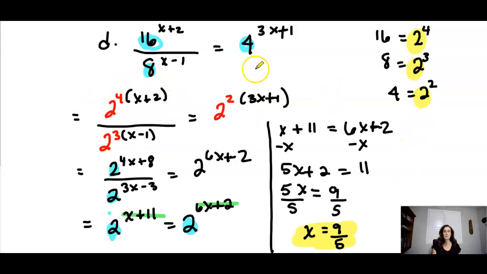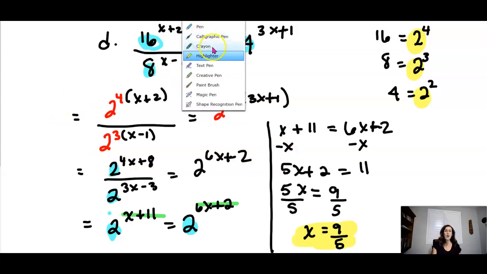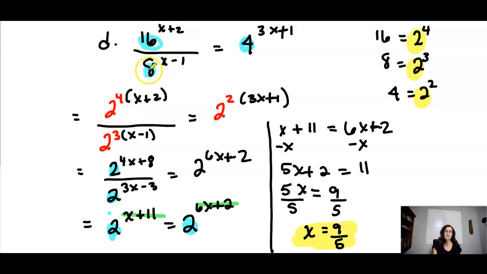So here's the original problem. And all I did is everywhere I saw 16, I changed it to base 2, 2 to the 4th. 8, I changed it to base 2, 2 to the 3rd. And 4, I changed it to base 2, 2 squared. So now you can see from here, I'm just going to simplify. So distribute the 4, distribute the 3, distribute the 2. And you can push pause and then come back and look at it.